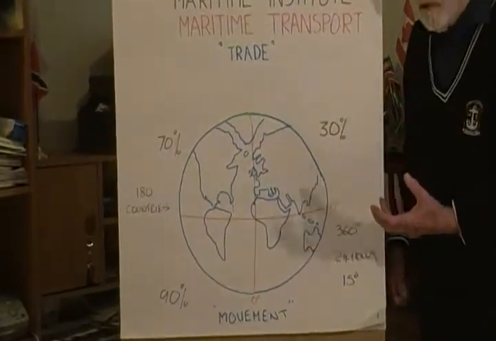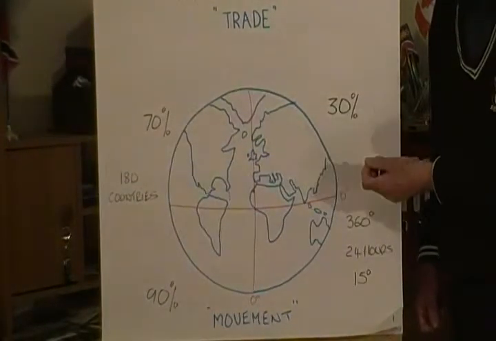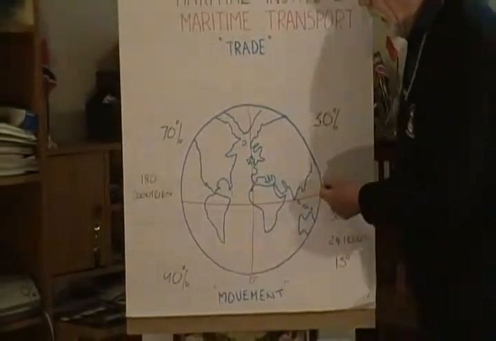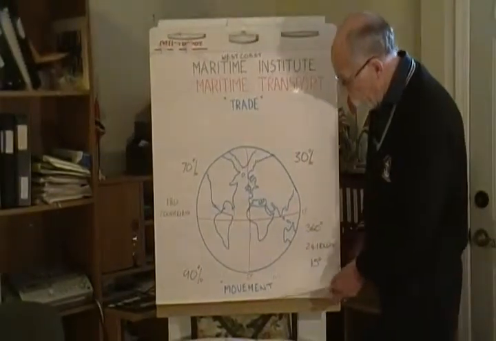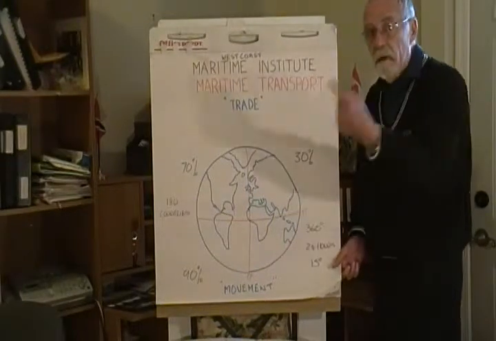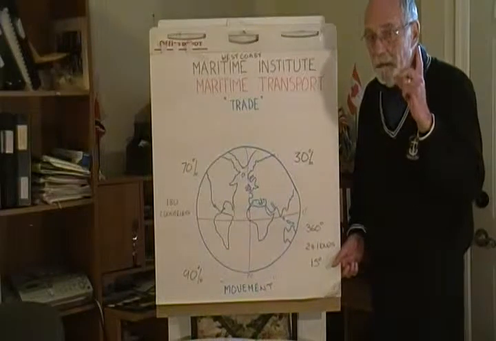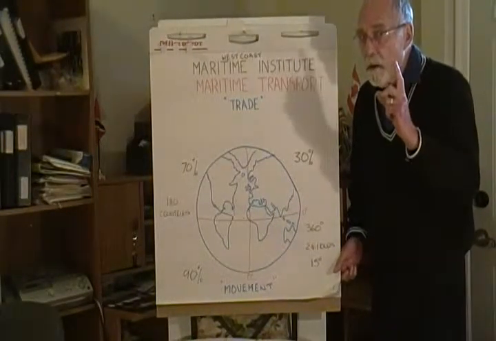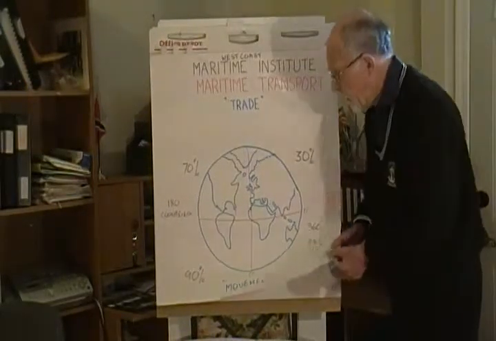We know that this beautiful planet we live on is 70% sea and 30% land, and 90% of international trade goes by sea. Just before we leave this, the world is 360 degrees round, and it turns on its axis once every 24 hours, so for every 15 degrees there's 1 hour time difference. So do not phone me at 3 o'clock in the morning, it's not appreciated.